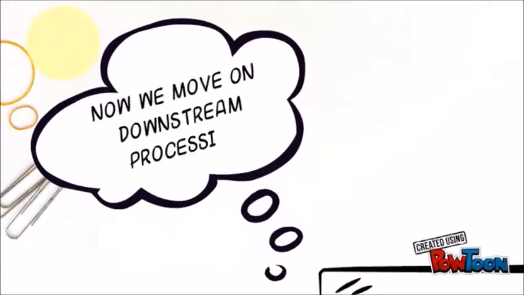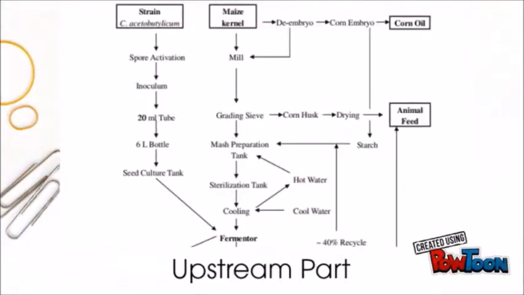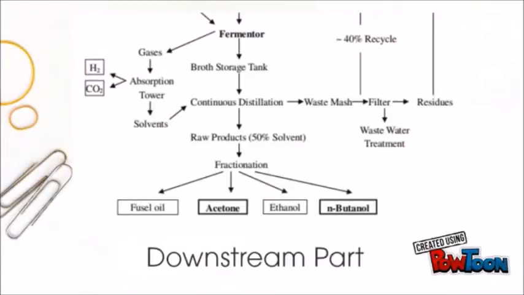Okay, now we move on to the downstream processing. The upstream part is where the corn waste is digested and transferred to the fermenter for the downstream process. At the end of the process, we produce four final products: fuel oil, acetone, ethanol, and n-butanol. But in our production, we are focusing on acetone and n-butanol only. Otherwise, they will be the byproducts of the production from the corn waste.